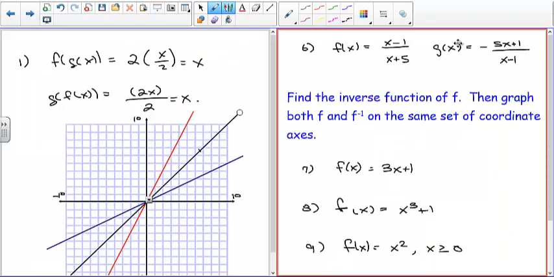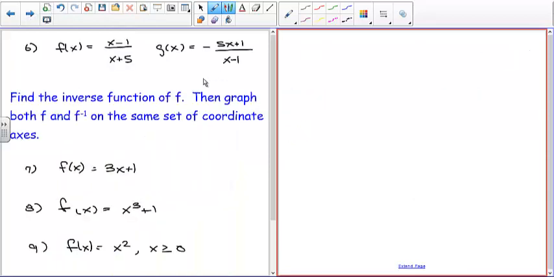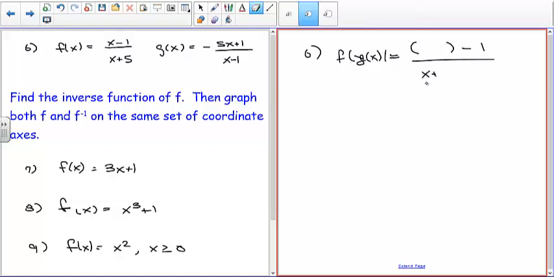Oh, we've got another one here. So let's add a page. This is 6. So f of g of x. So we're going to have x minus 1 over x plus 5.